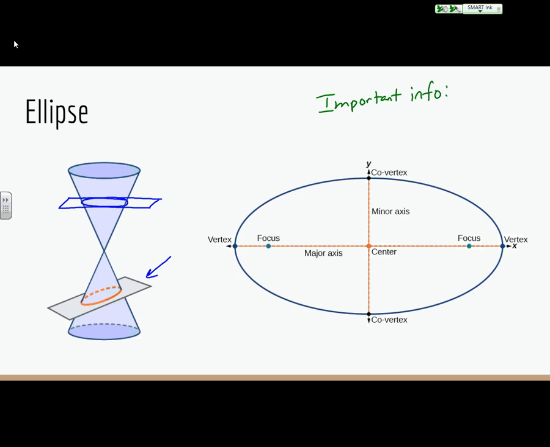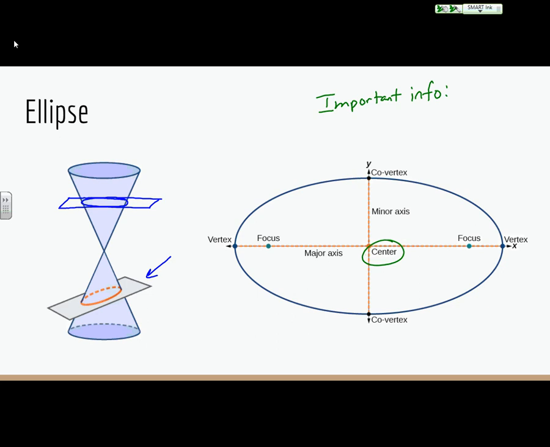When I say list the important info, first up, I'm going to be wanting the center. I'm going to be wanting the very center of the ellipse. So that's where everything's based off of, is where the center is. Hopefully the center will be at 0, 0, and sometimes it won't be.